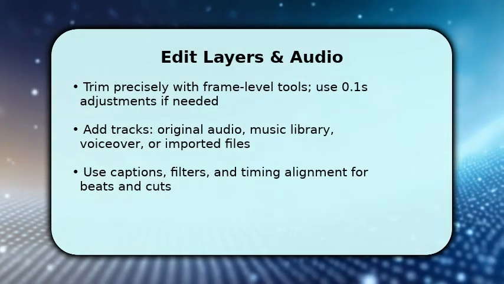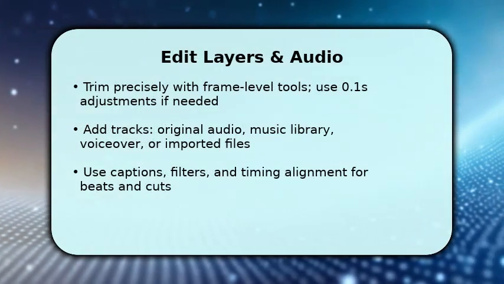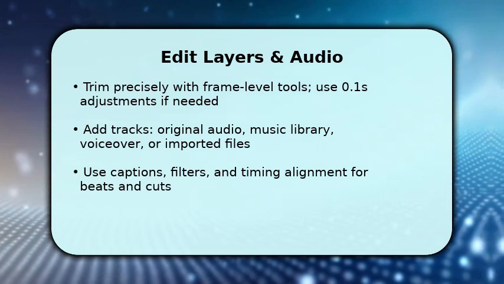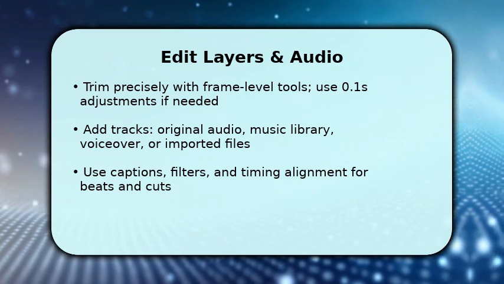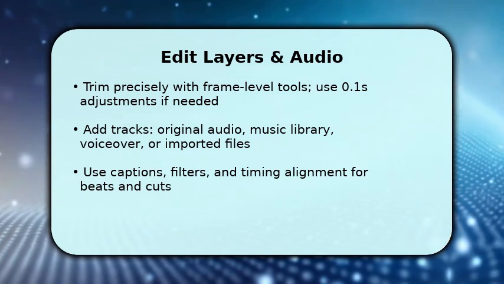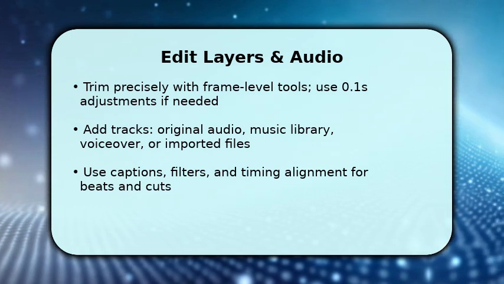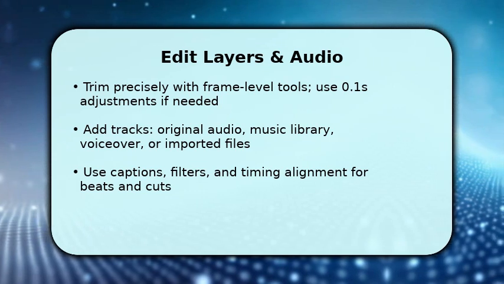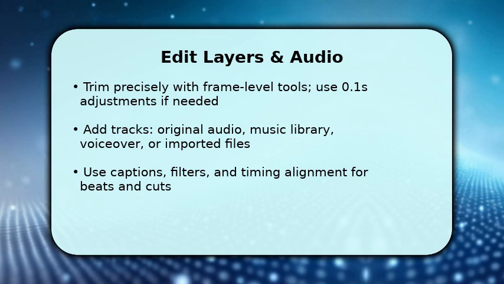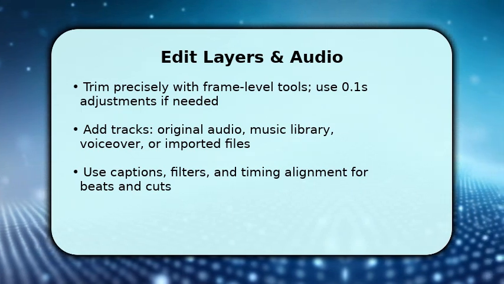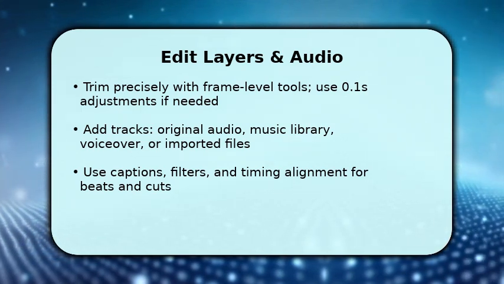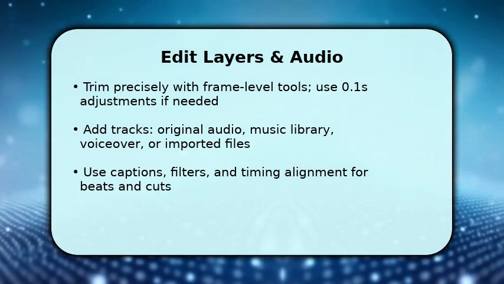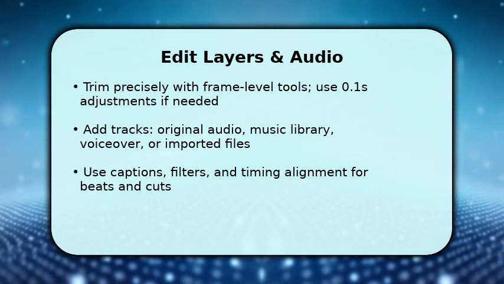Now you refine the clip, trim to the exact frame and use small increments to tighten pacing. Then add layers, keep the original audio or replace it with music from YouTube's library, a voiceover, or imported sound. This affects copyright and monetization, so choose intentionally. Once added, align cuts to beats, adjust levels, and enable captions for accessibility. You'll preview often. Each preview helps catch sync issues and ensures transitions feel natural before finalizing effects or overlays.